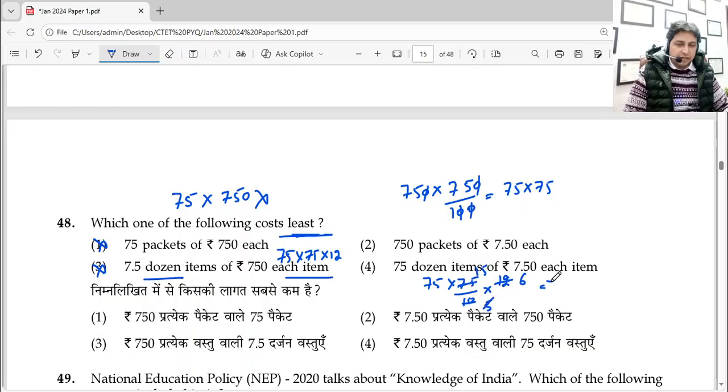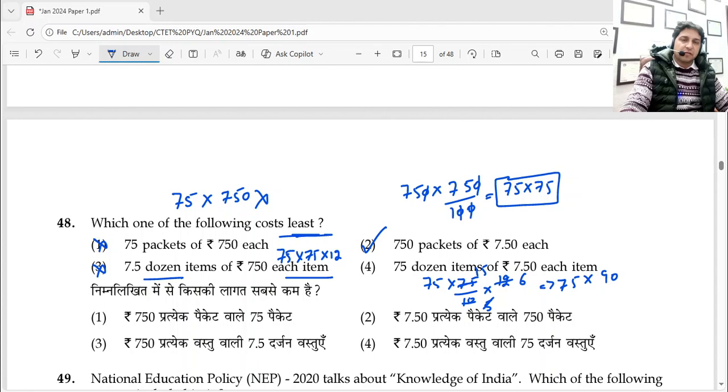So this is 75 into 90. That means this is the smallest one we have. That is option number 2. So we are not calculating exactly till the end. We are just finding out the answer without the complete calculations.